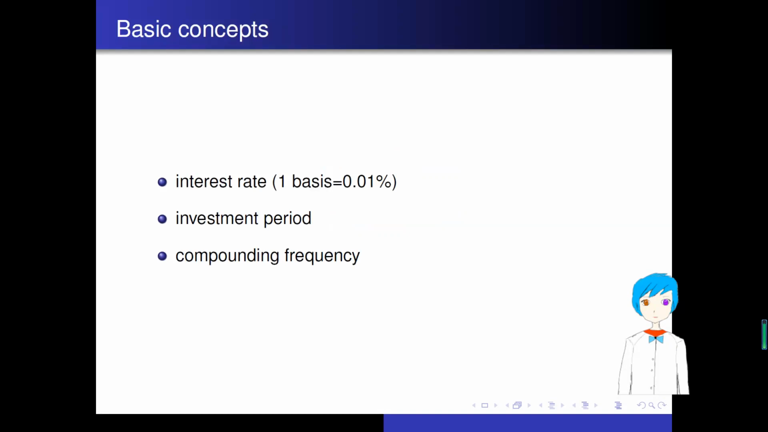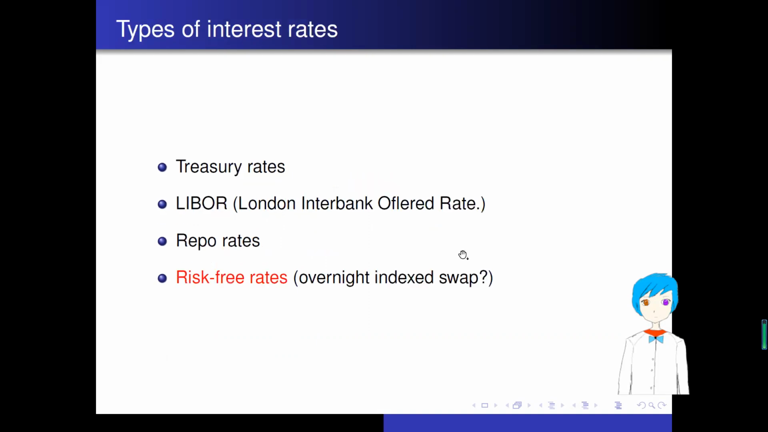We have the interest rate, and specifically one basis point means 0.01%. We also have the investment period, which measures the length of our investment, the length that we earn interest. Also, we have the compounding frequency, which is how frequently we calculate the interest. We also have continuous compounding, which means that if the interest rate is R, then after time t, the total amount we will receive is e to the RT times our principal.